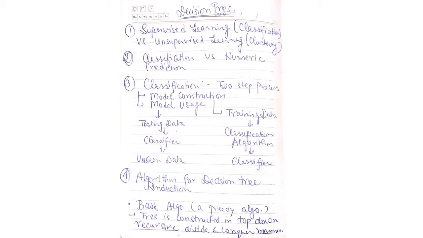The model construction process consists of further steps. First we collect the training data and we apply the training data on the classification algorithm, which basically helps in developing our classifier. Once we have developed the classifier, we can use the model. For that, we apply testing data on the classifier and we get the results. And after the accuracy measure is passed, then we can apply our classifier on the unseen data.